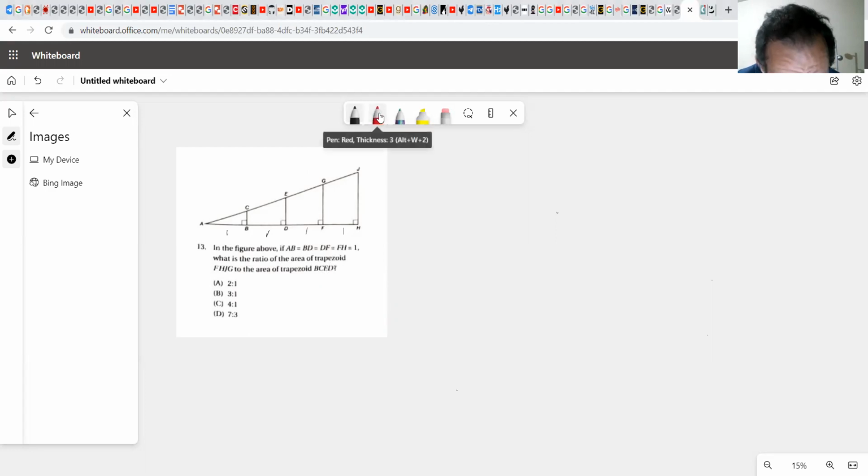So it would be this trapezoid here, right? And this trapezoid here, right? You want to find the ratio of the areas of these trapezoids, right? And we can see, actually, that these are all right angles here, right?